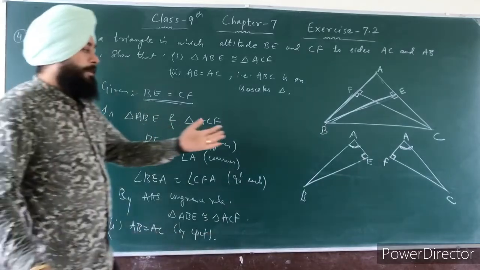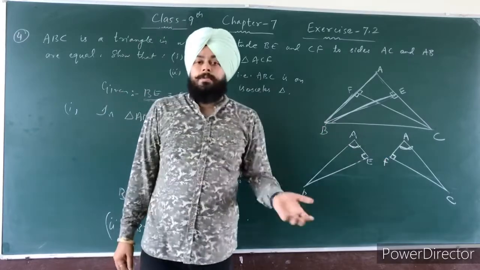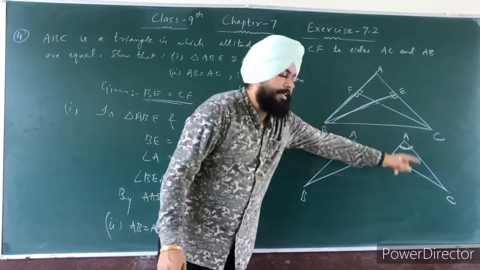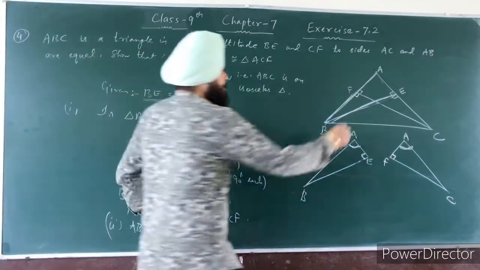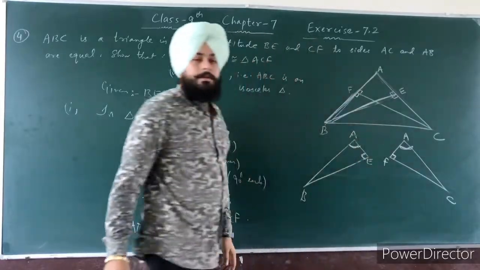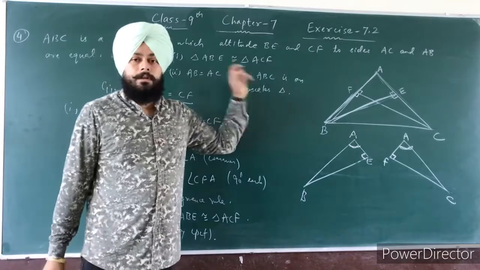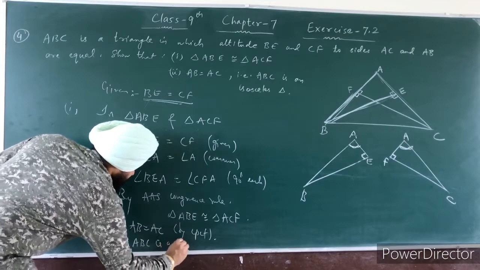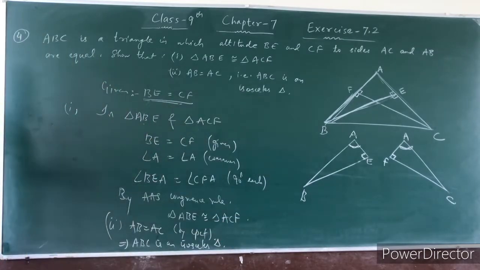क्योंकि हमने already triangles को complete prove कर चुके हैं in first part. So triangles complete prove करने के बाद you can take any two of its parts equal. So you can take AB and AC equal by CPCT. If AB equal to AC, then what? In the triangle, if two sides are equal, then it is the isosceles triangle. Therefore, this implies ABC is an isosceles triangle. Okay, so this is your question number 4.